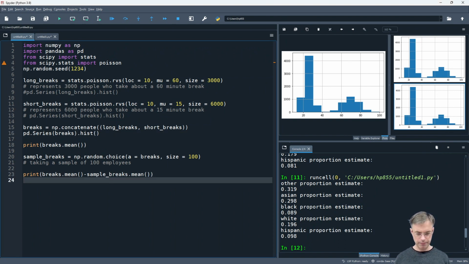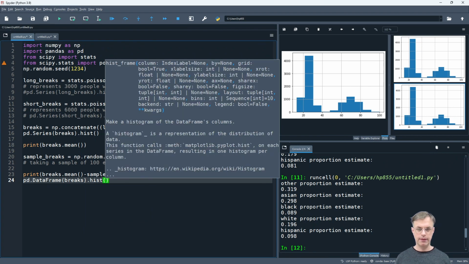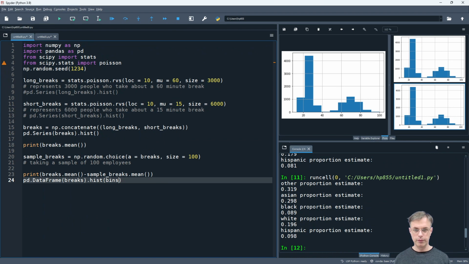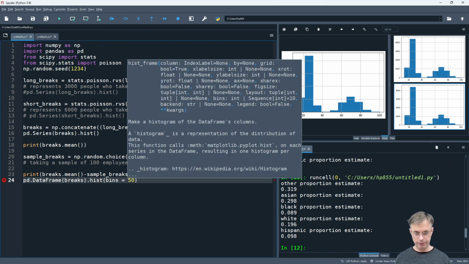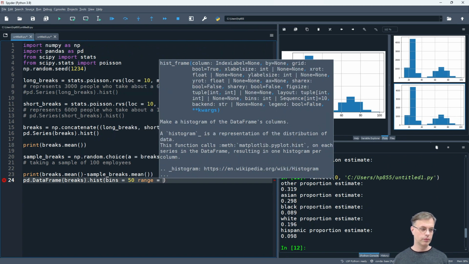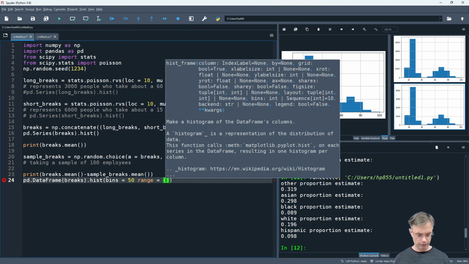So pd.DataFrame, breaks, and hist, bins=50, range equal to 500.